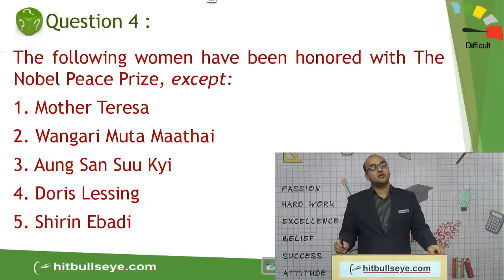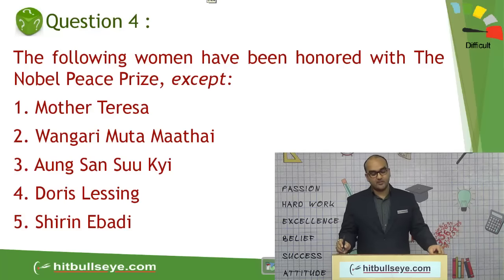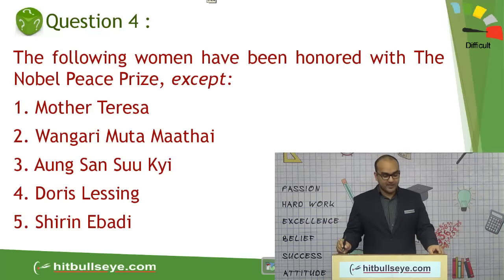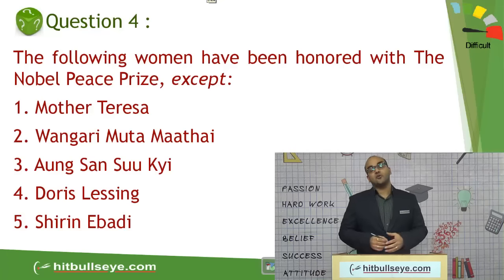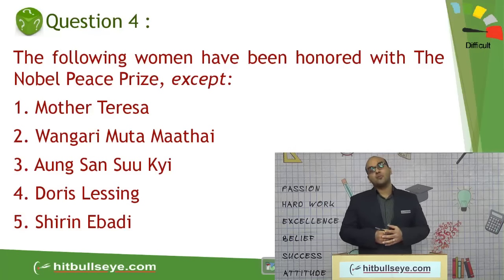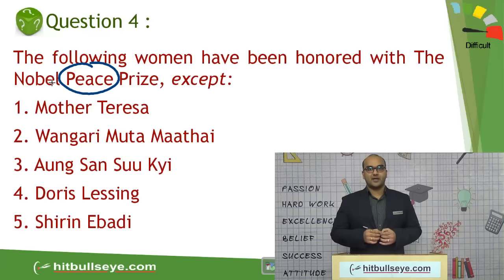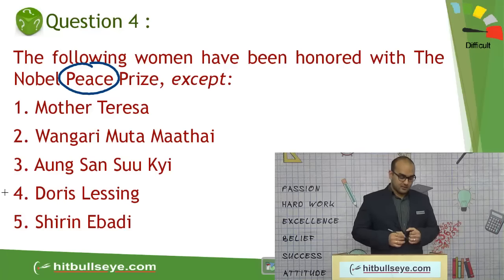Moving on to the next difficult level question. The question is, the following women have been honored with the Nobel Peace Prize except. Now if you look at the options, all 5 of them are in fact Nobel Prize winners. But the question specifically asks you about the Nobel Peace Prize. So, the answer to this particular question is Doris Lessing.